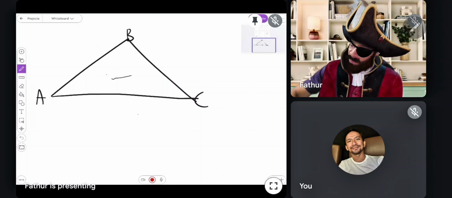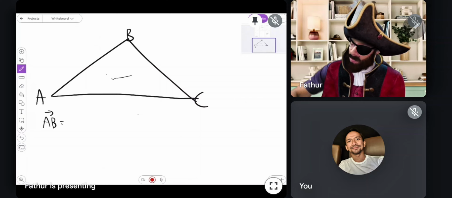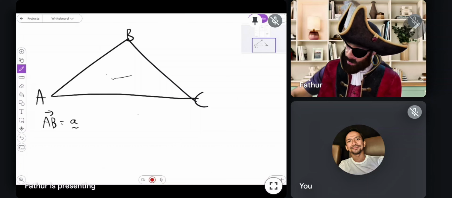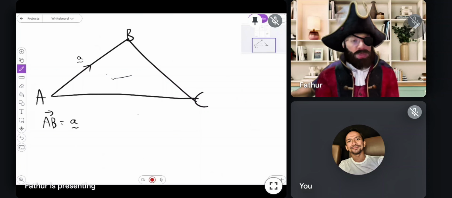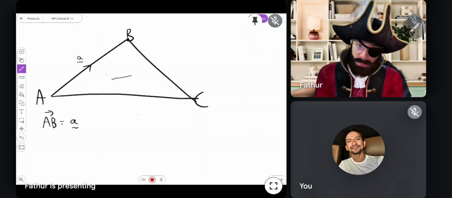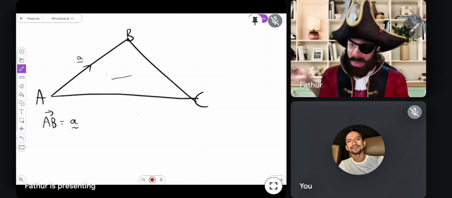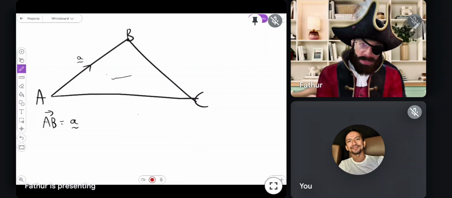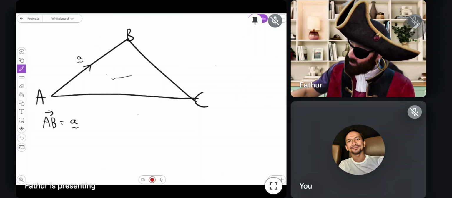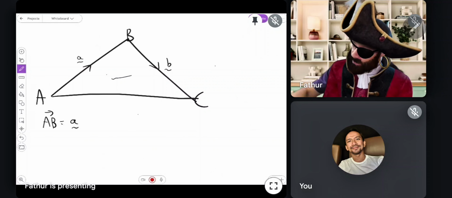So if they give you the vector AB to be given as a, you see how I write the squiggly lines? You have to write. If not, they will minus your mark. Why? I don't know. I'm just a pirate. How would I know? I live on a boat. Okay, so AB is a, followed by BC is b.